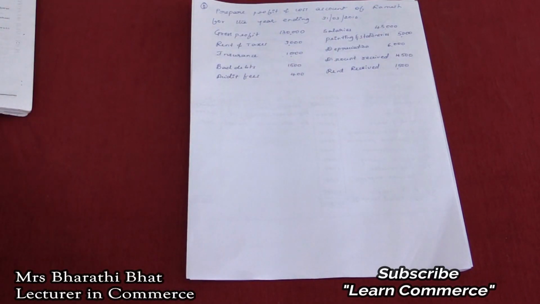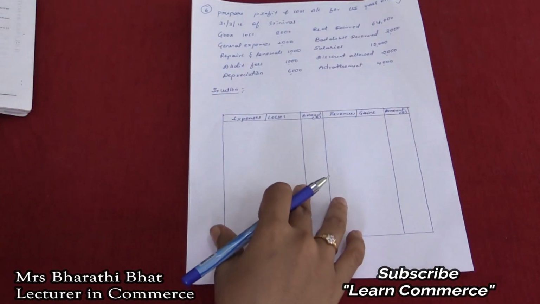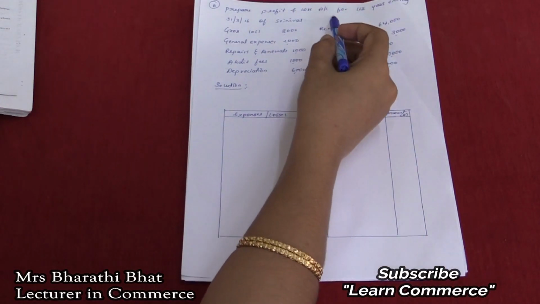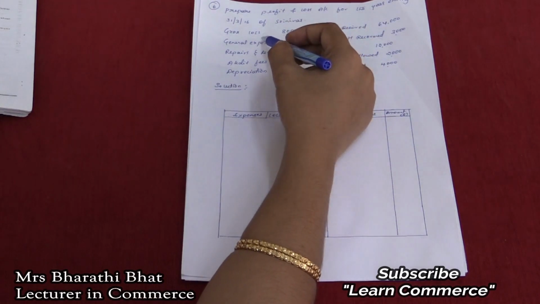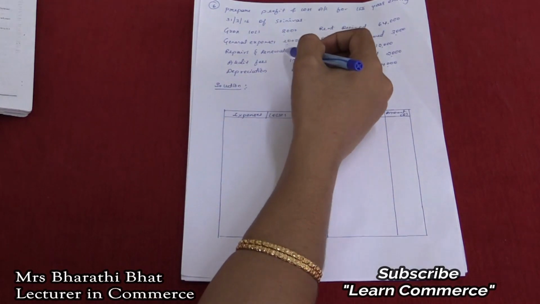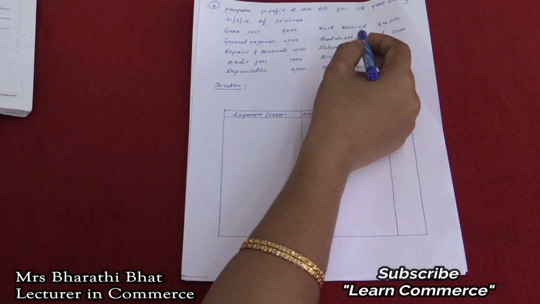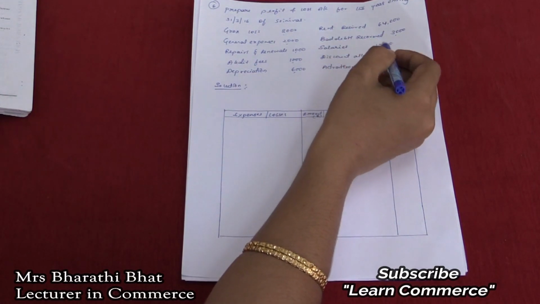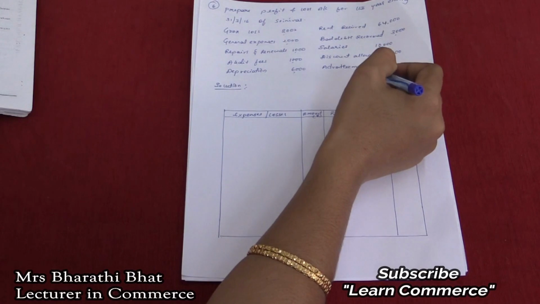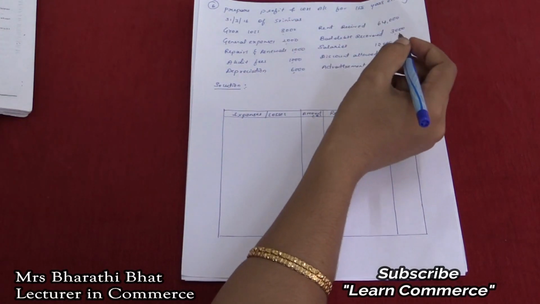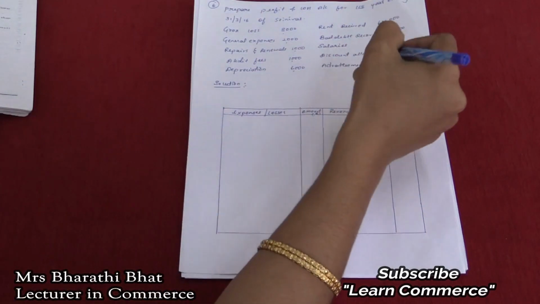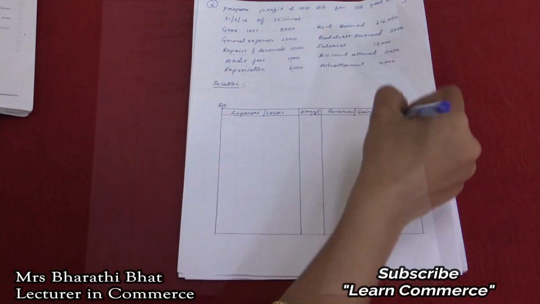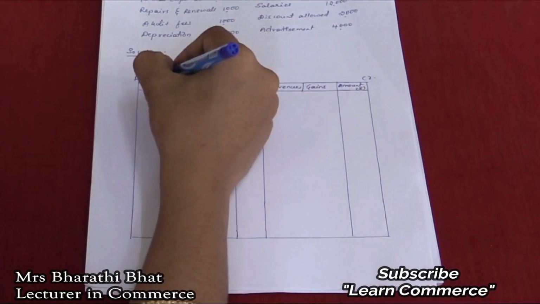The next one, let's see another question. The question is like this. Prepare profit and loss account for the year ending 31st March 2016 of Srinivas. Here gross loss is given, 8,000, general expense, repairs and renewals, audit fees, depreciation, rent received, bad debts recovered, salaries 12,000, discount allowed, advertisement. Here gross loss is given. So let's see how we can prepare this illustration. If gross profit, then we have to write the amount on this side, right? But gross loss is opposite to that.